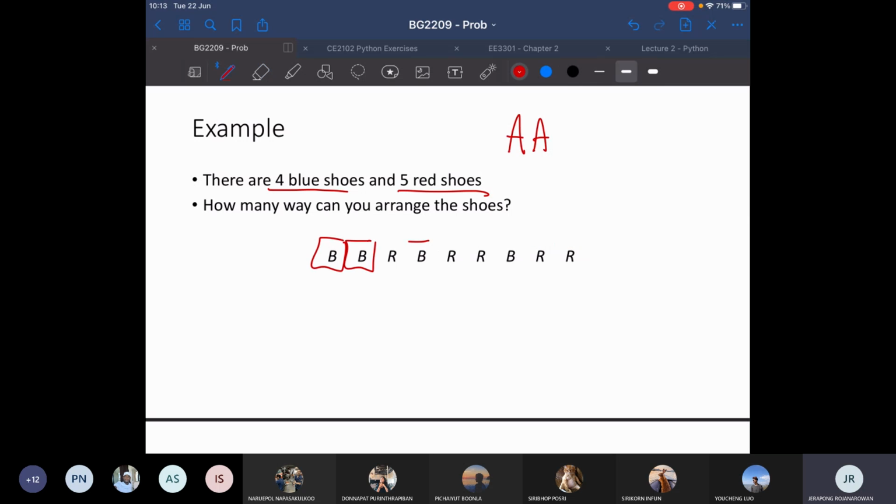You have how many blues? 4, right? So what you have to do is, okay, now I have slots like this, a total of 9 slots.